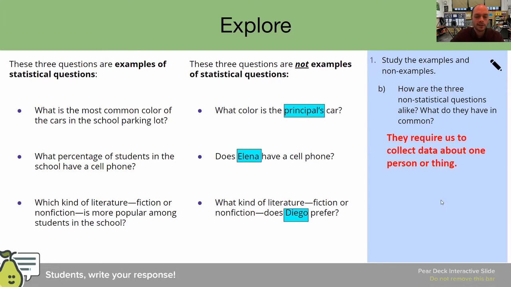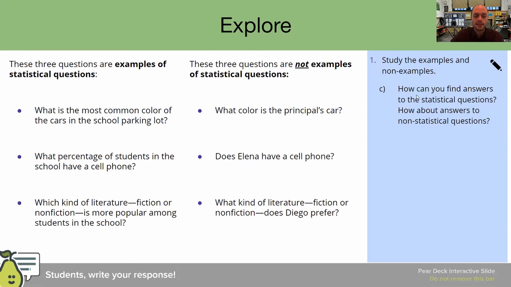Let's talk a little bit more about that right here. It says, how can you find answers to statistical questions? How about answers to non-statistical questions? So we already said that the non-statistical examples, we could simply just ask these people one single question and we will get the response that we need for our own data collection purposes. But when it comes to examples of statistical questions, it gets a little bit more tricky. So why don't you tell me? Please pause the video and let me know. How would you collect data for statistical questions?